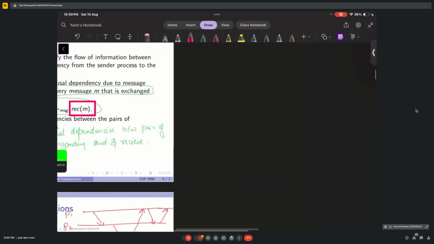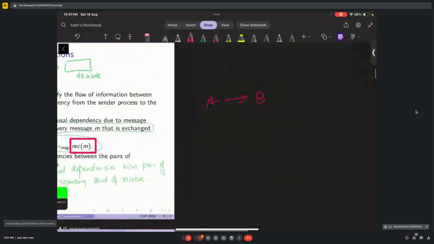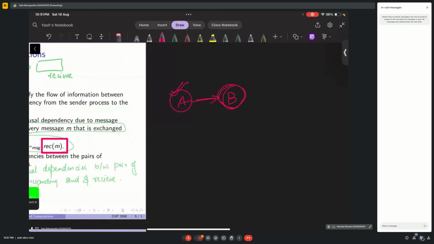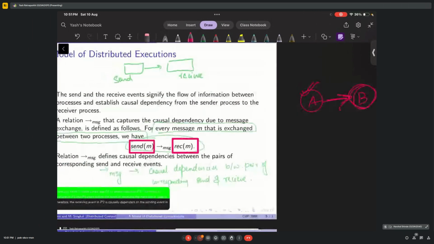Correct. So see here, if there are two events A and B, and if this is the symbol, are you able to see what I'm trying to write? Yes. Okay. So if this is happening, it is compulsory that A needs to happen first. Until and unless A happens, B will not happen. This is what this arrow says. And this is what is signified here. Until this send event is triggered, we will not be able to see the receive. So receive is directly dependent on send to send the message.